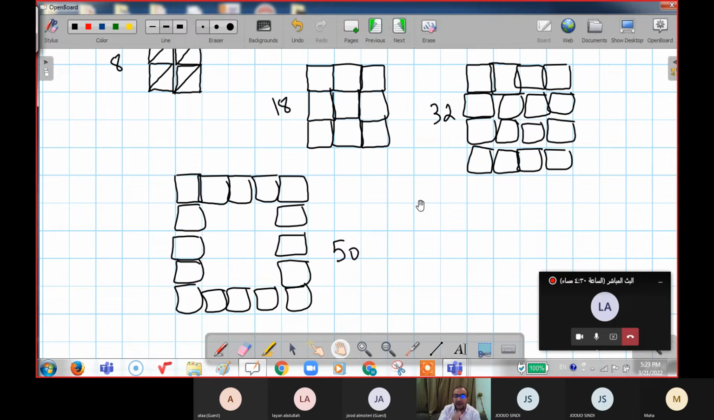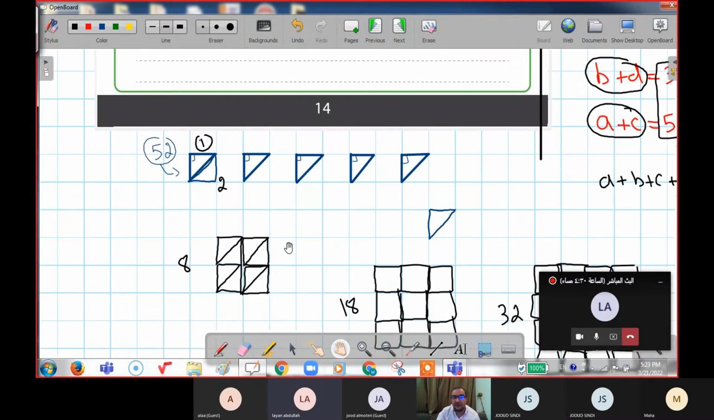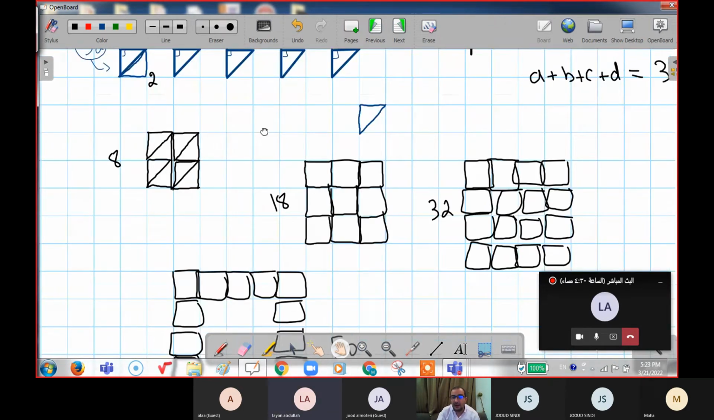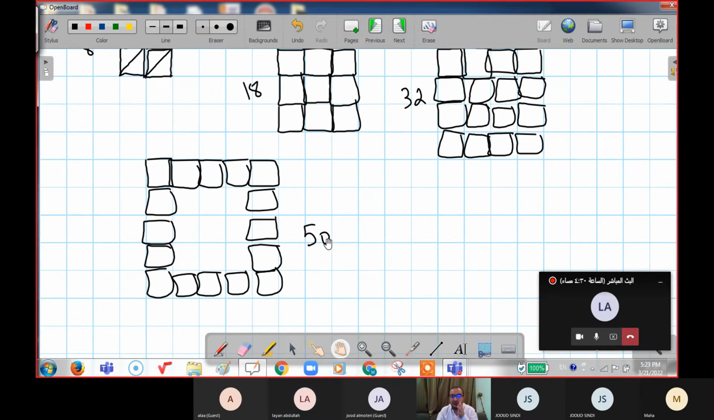So now I must end here. I must finish at this square because how many triangles does she have? Layan, how many triangles first? She has 52. Until now, I am using just 50. If I go to the 1, 2, 3, 4, 5, and 6 squares, the number of triangles is going to be 72, which is greater than 52. So I must now stop here.